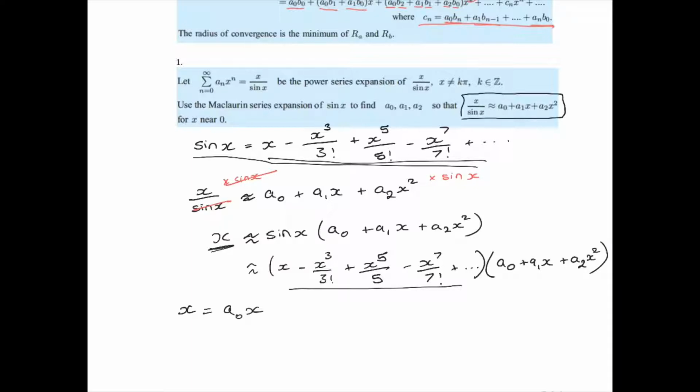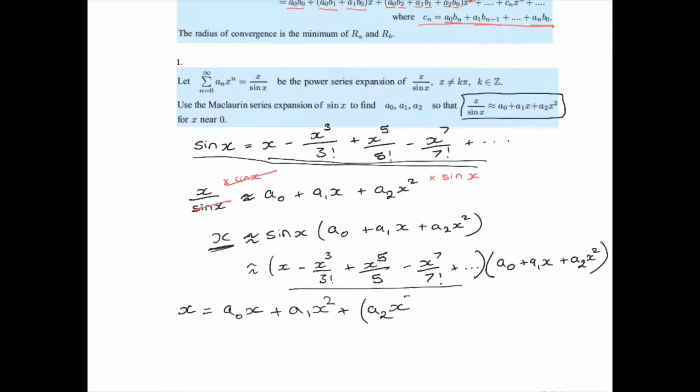What about x squared? How would we get x squared? Yeah, that's the only way: a1x times x, so it would be a1x squared. What about x cubed? There's a couple. Okay, that's good. Let's tell me what those couple are. a2x squared and x, which gives me a2x cubed.